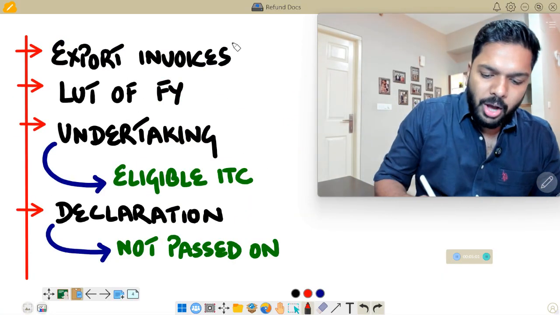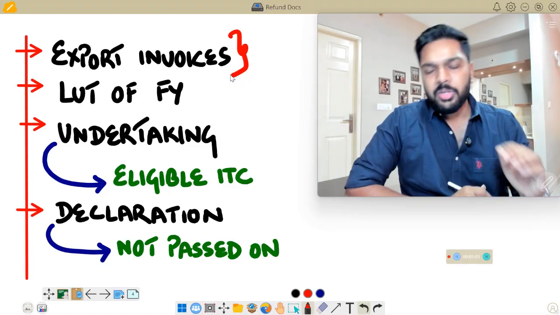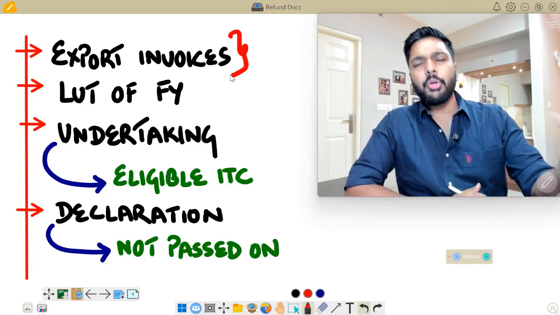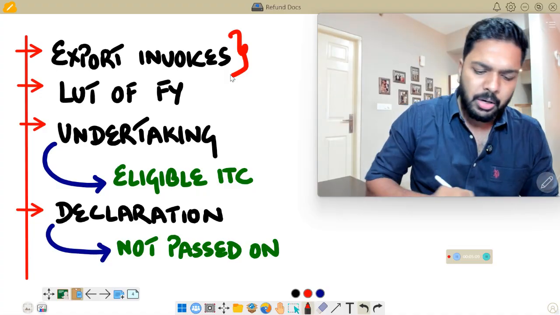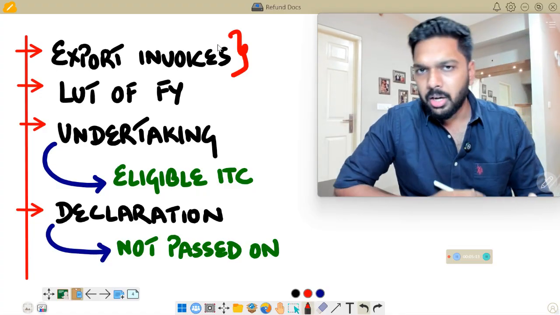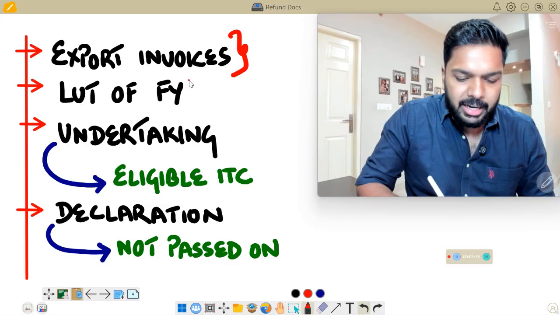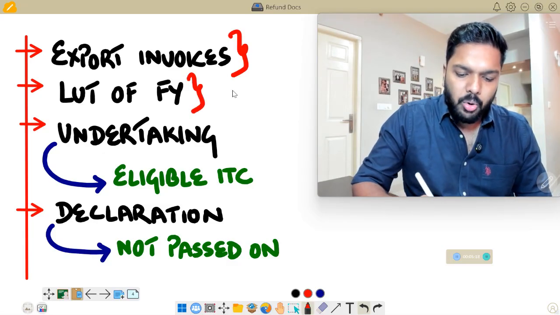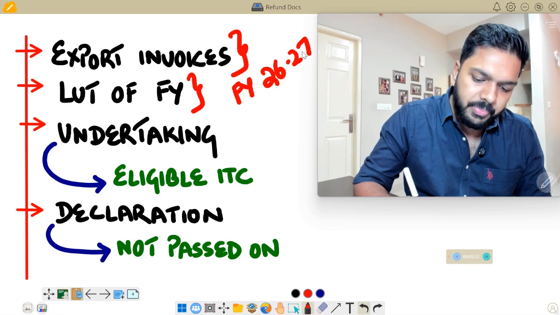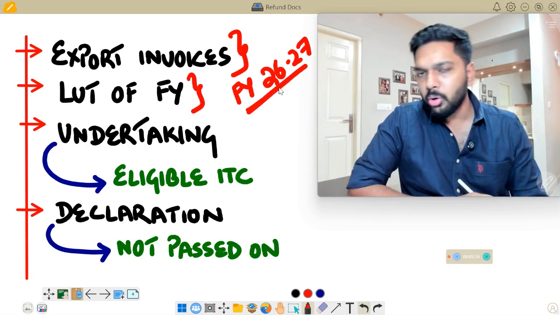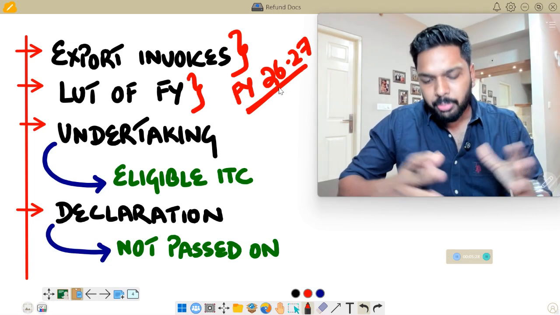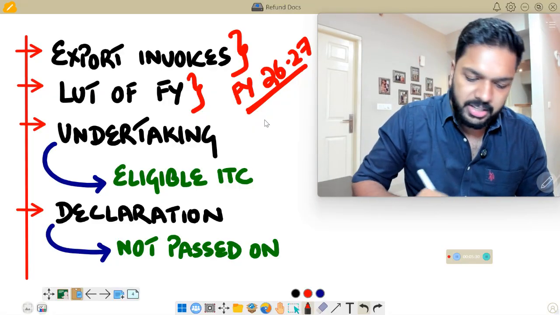And then you have export invoices, whatever invoice that you've raised for service exports or goods exports through your billing software or in your books of accounts. Upload a copy of each of that onto the RFD01 application. And LUT is a must. Now, if you're availing refund for the financial year 26-27, then you ought to upload the LUT copy availed or approved that you have for 26-27.